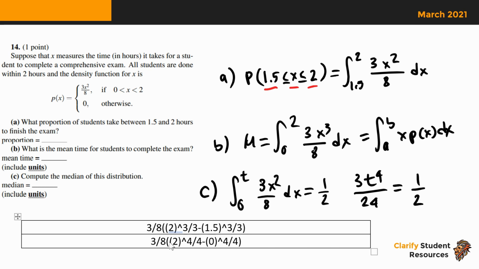So at this point, we have part C, and part C is basically asking us for the median. So remember that the median, we're just going to integrate from 0 to t, and then it's going to equal 1/2. So I've already started on this integration, and I get 3t to the power of 4 over 24. And if I solve this, I'm going to get 12. So t to the 4 is equal to 4. And then t is equal to 4 to the power of 1/4.